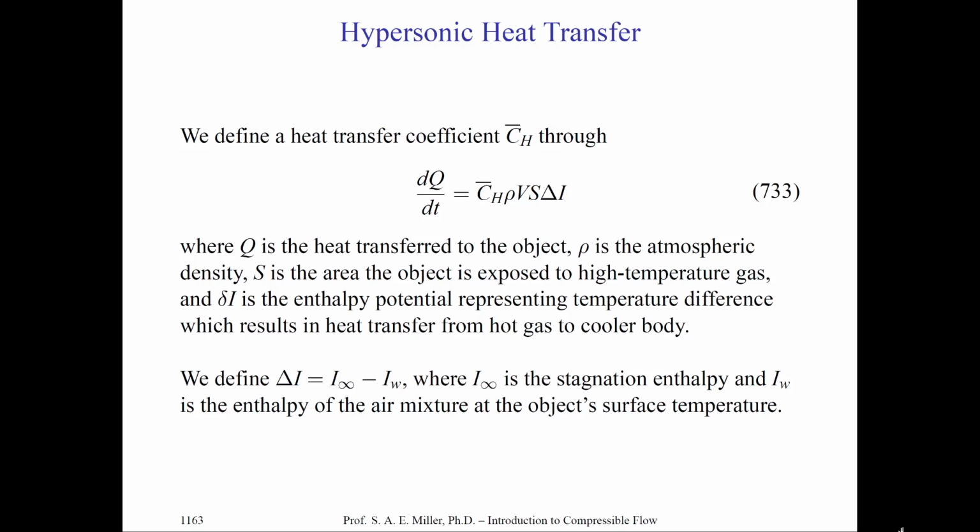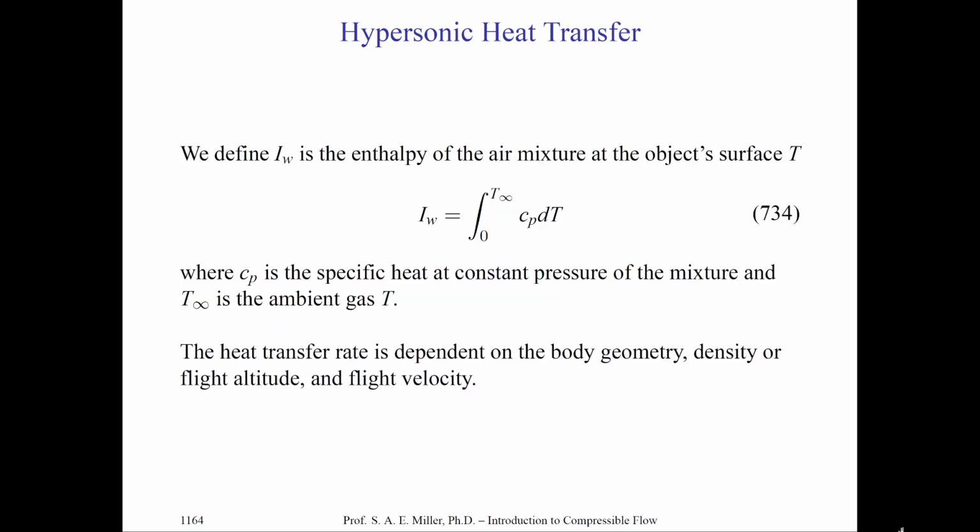Now we can define delta I equals I infinity minus I sub W, where, remember, I represents an enthalpy potential. Here, I sub infinity is the stagnation enthalpy, and I sub W is the enthalpy of the air mixture at the object's surface temperature. And so this is really the difference due to, of course, the aerodynamic forces around the body and the aerodynamic motion. Let's further define the enthalpy of the air mixture at the object's surface, and we'll call that T, which is temperature, of course.